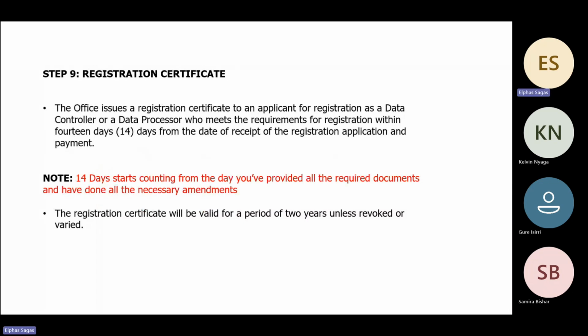If the first step realizes there are things missing, we'll send it back to you for amendments, and we can send it maybe 1, 2, or 3 days. So when you receive it, it resets it back. You start counting 14 days from the day when everything is okay and it has been forwarded and it has gone through all the steps and it's waiting for committee approvals and issuance of certificate.